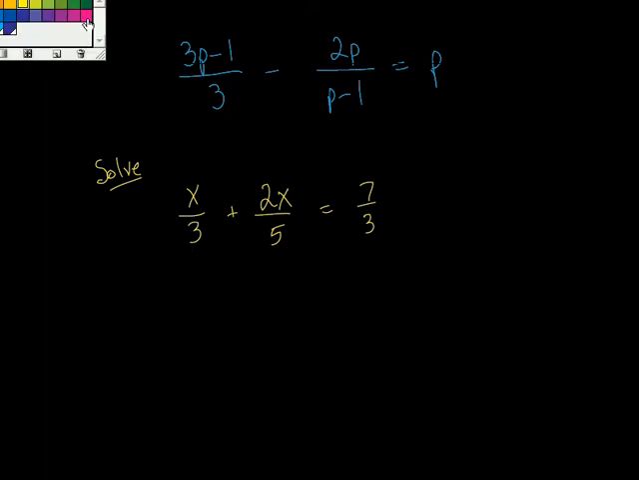Now remember in Algebra 1, what was the main rule that you learned? Whatever you do to one side, you have to do to the other side, okay? So that rule still applies right here. So I want to get rid of the 3, the 5, and this 3 right here.